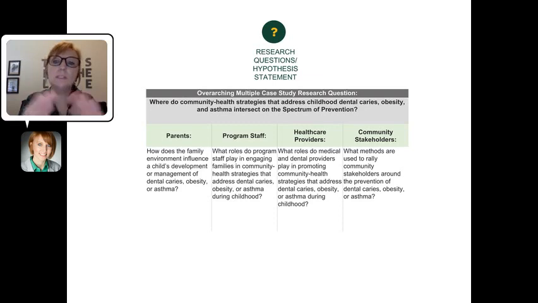So, in order to synchronize the multivariate prevention efforts for tooth decay, obesity, and asthma from a community-based strategies lens, the discovery from each case really must be treated as equally important, unique evidence.